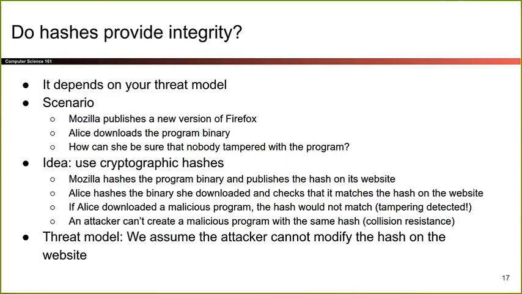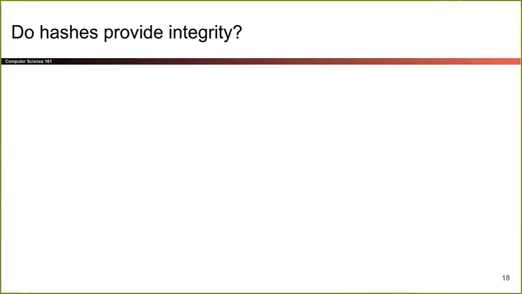So in this particular threat model, assuming that Mozilla is honest and nobody has hacked Mozilla's website, then yes, we can maybe say hashes provide integrity. So in this special scenario, maybe yes. And again, the thing we're assuming is that the hashes have been communicated securely. But let's say there's a different threat model, and this is the one that we're used to.